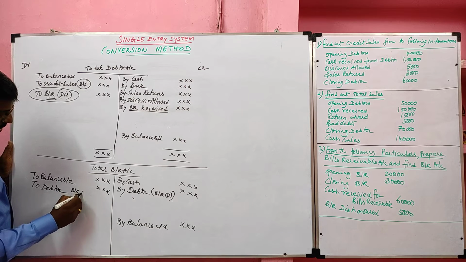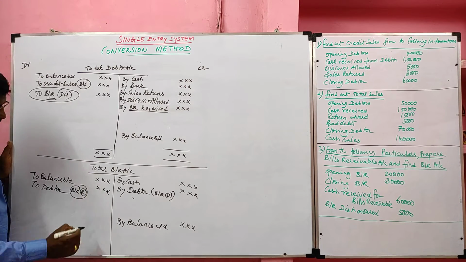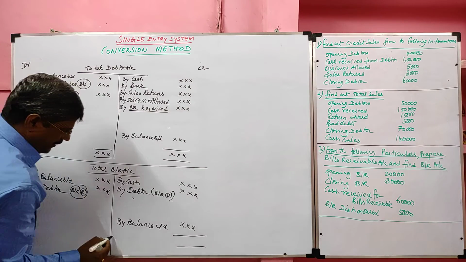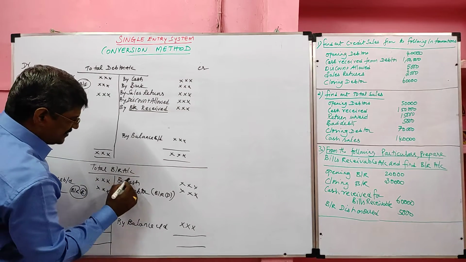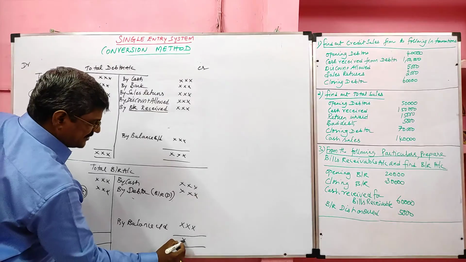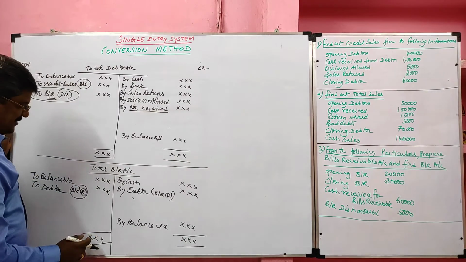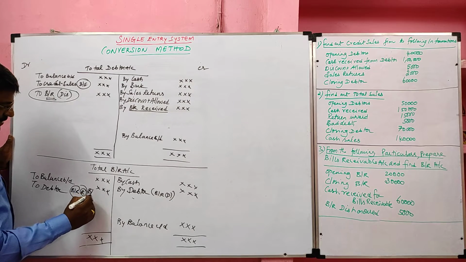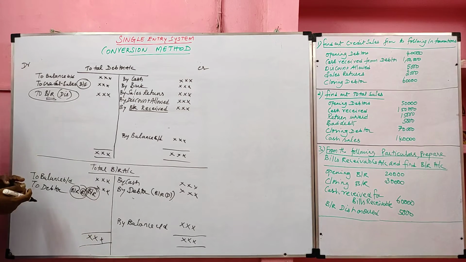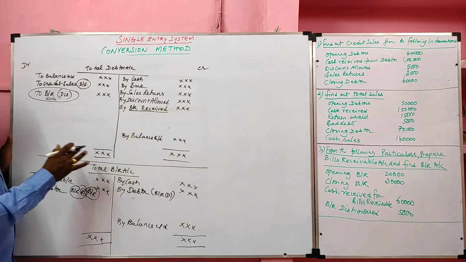This is BR received. Normally in bills receivable, in total bills receivable, the credit side is heavier than the debit side. The balancing figure is BR received. Listen, students, total debtor account, total BR account.